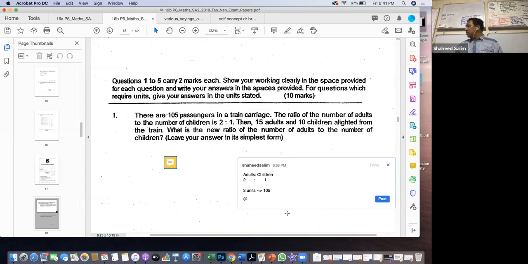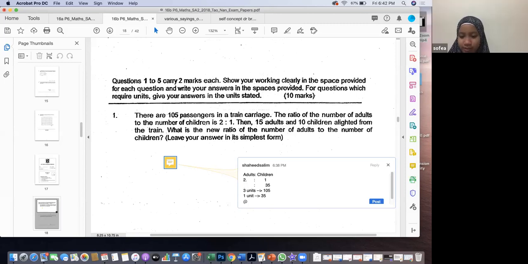You can find what is 1 unit. You divide 105 by 3, 1 unit is 35. Good. So now down here, children is 1 unit. So children must be how many? 35. And then adults 2 units. So adults will be how many?